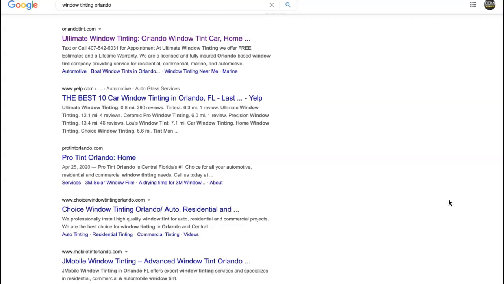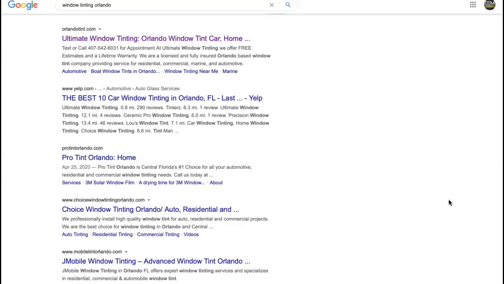But not all backlinks are created equal. So, for example, say that you tinted someone's windows who owns an ice cream shop, and they have decided they're going to take a link from their website and push it to yours. But that link, of course, is going to be all about ice cream. So it's not going to really help you very much.